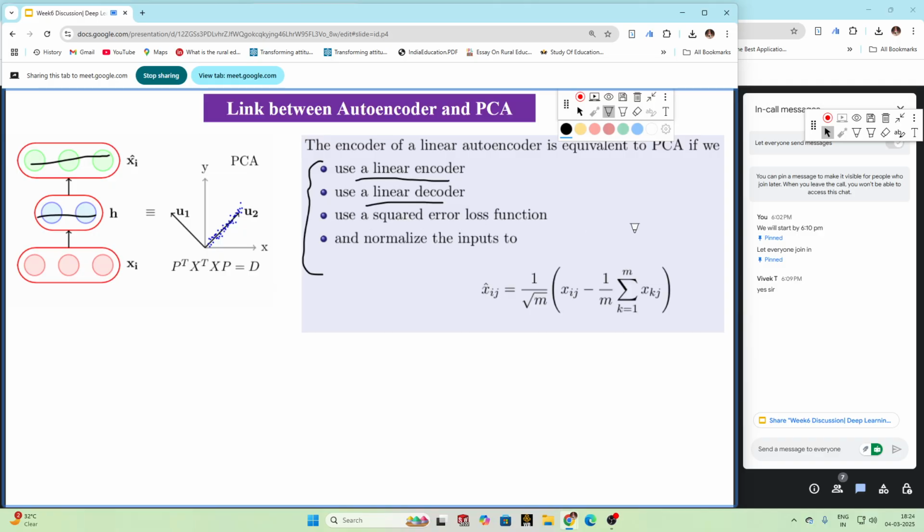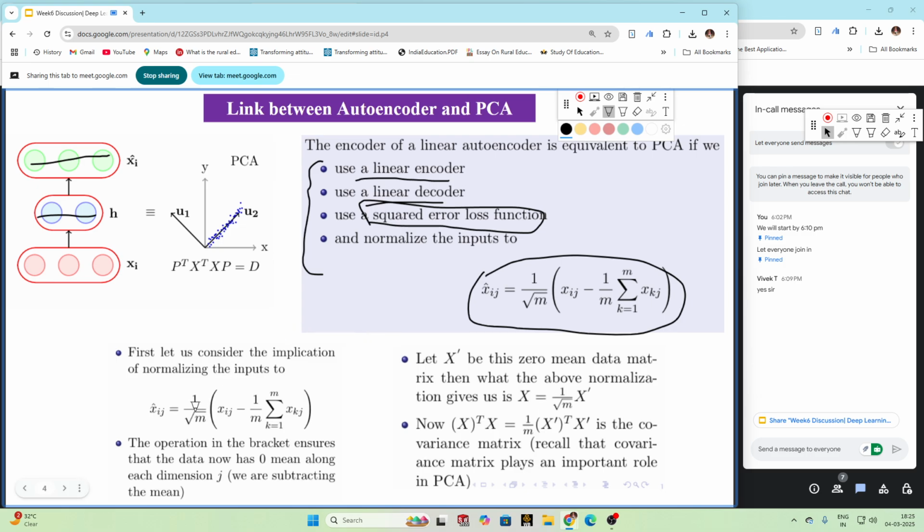Third, the type of loss that we are using is a squared error loss. And fourth, we normalize the input. Why are we normalizing the input? That is a concern. We normalize the input because in principal component analysis, to find the eigenvector and eigenvalue, what we do is compute x times x transpose. That is the covariance matrix.